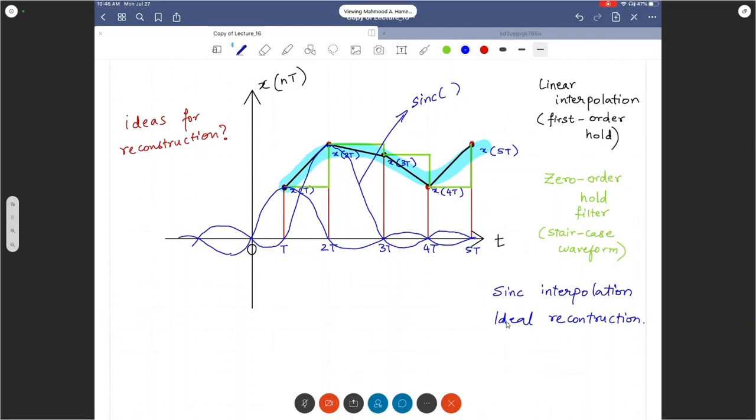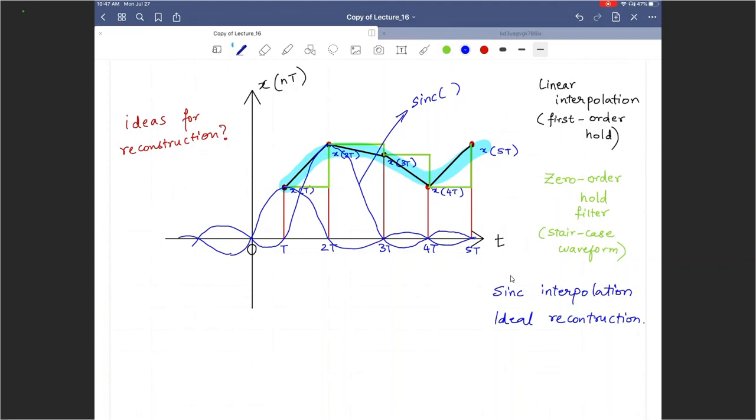This time the convolution is going to be with impulses. So convolution is going to be simpler now. The first scheme that we looked at was just connect the dots, right? Connect the dots linearly. Linear interpolation, also called the first order filter, first order hold. The next scheme was the staircase waveform, called the zero order hold filter, which means I will hold the sample value until I get the next one.